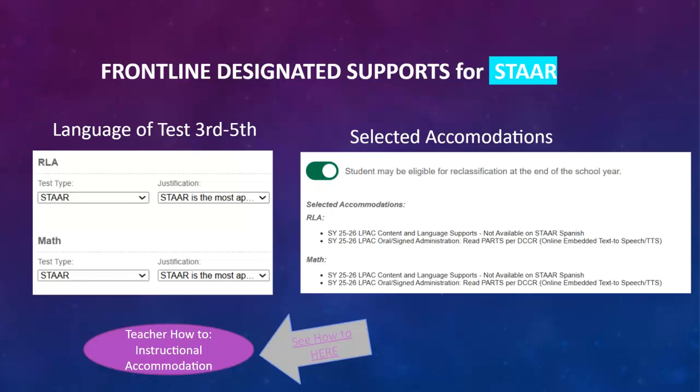When you are putting in your Frontline designated supports, this is what it's going to look like. You're going to put your language of testing for 3rd through 5th grade. You're just going to click STAAR, and then either STAAR Spanish or STAAR, whichever is most appropriate, for both RLA and Math and for 5th grade Science. And then you're going to select your accommodations. For RLA and Math, remember that even if you're not assigning any accommodations, you must select none needed, so that they know that the student is not going to receive any accommodations.